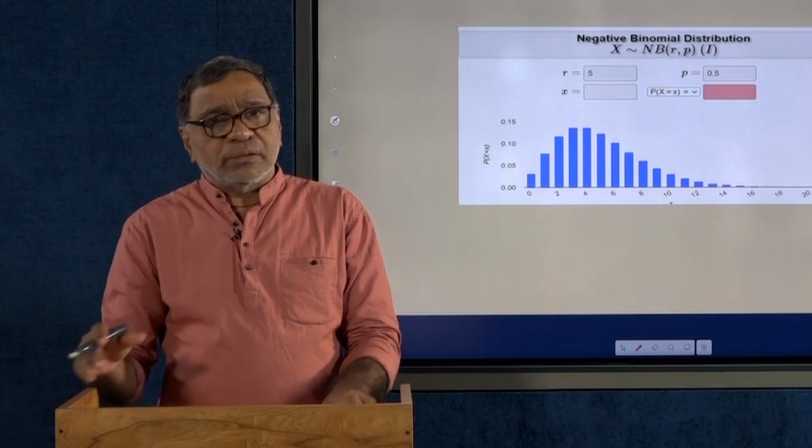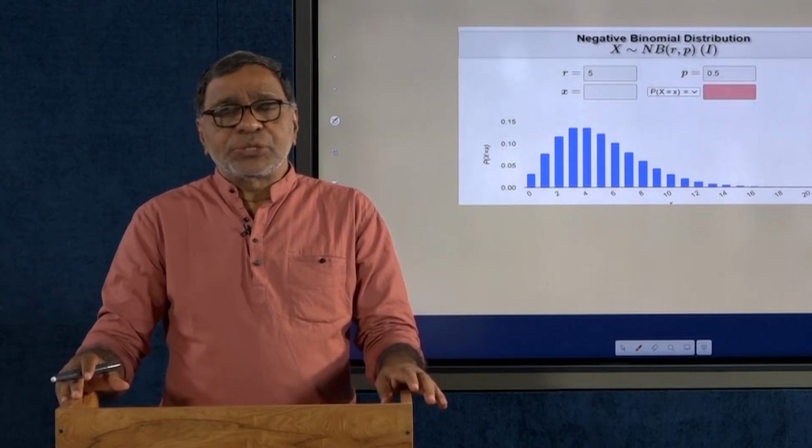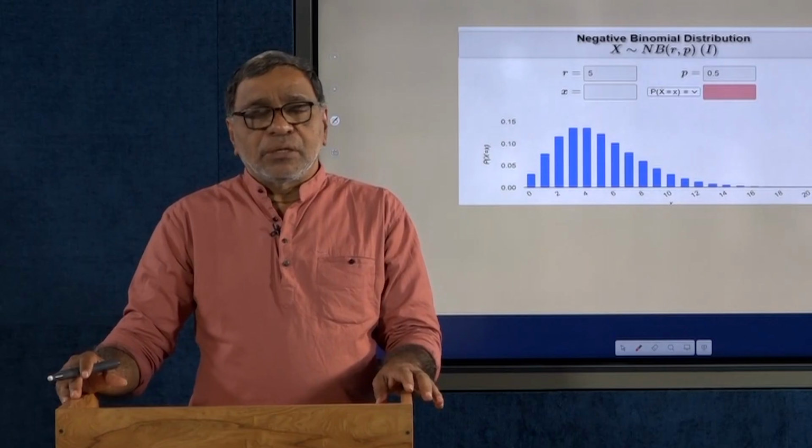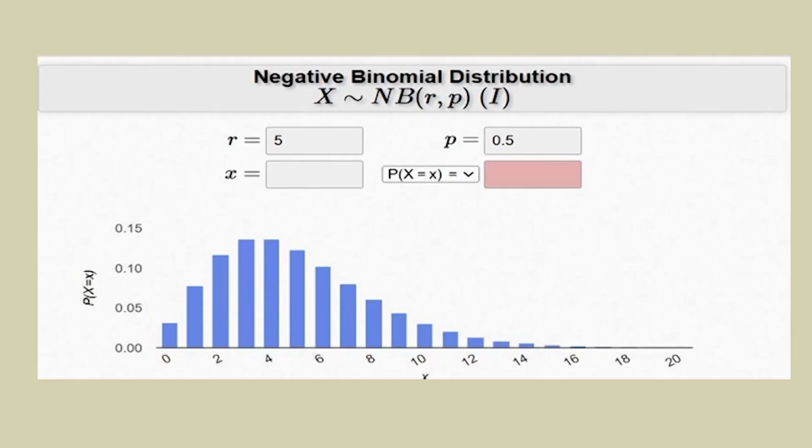And the probability mass function values, suppose we are making that as a graph. The shape of the graph is something like this. That is, when R has different values, the shape will be different. So, this is the usual shape of the negative binomial distribution with the parameters R and P.